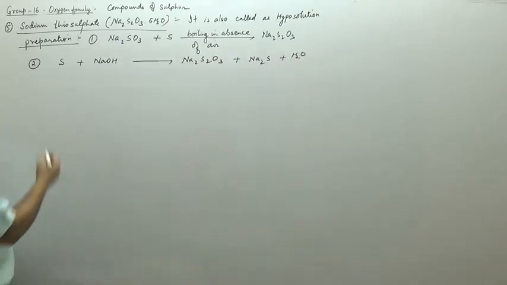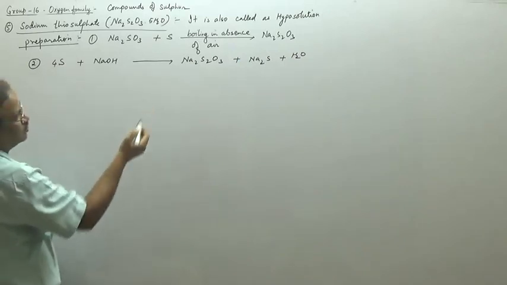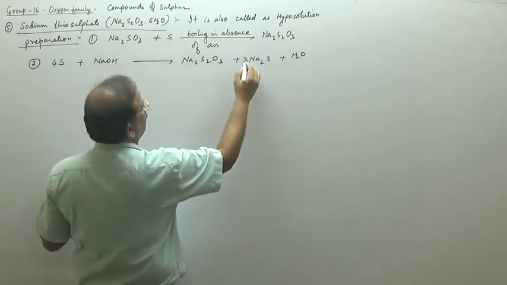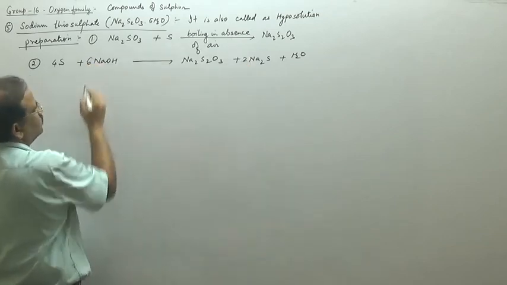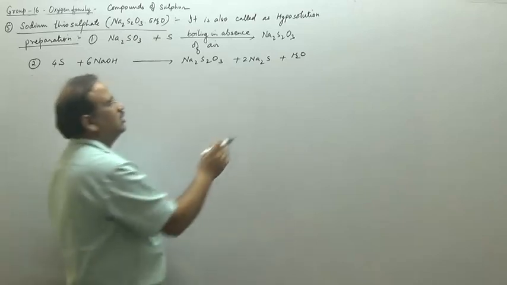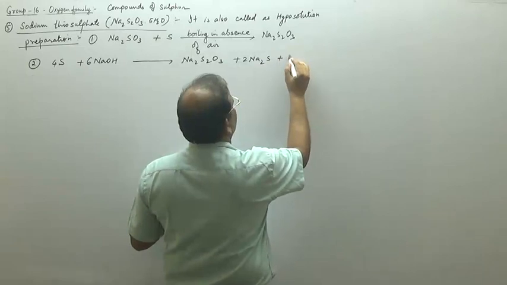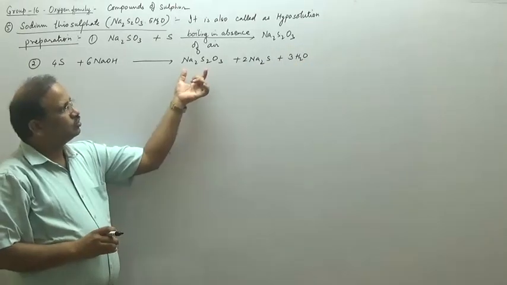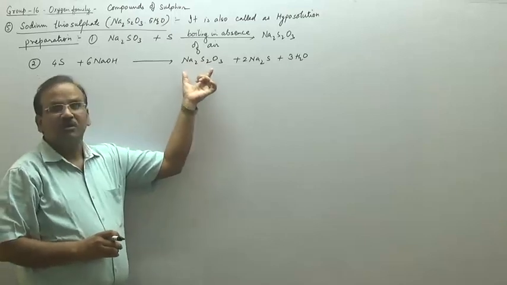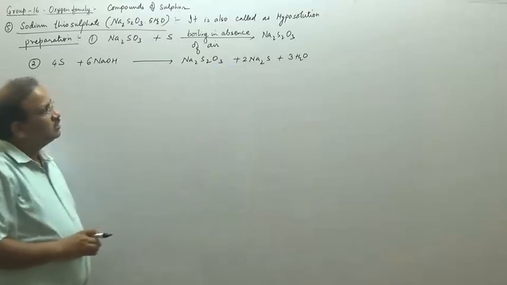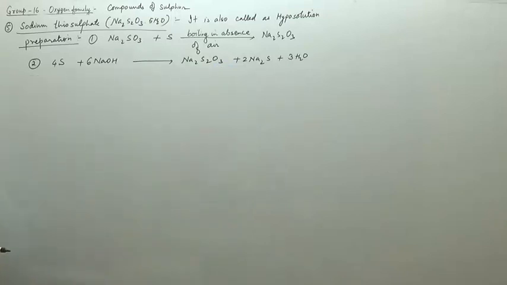Let us check how we are going to get the sulfur and the sodium sulfite. We write it like this: twice of this, so that we get 6, and thrice of H2O is formed in the reaction. It is a balanced reaction. So that is how we can also prepare sodium thiosulfate. These are the methods for the preparation of sodium thiosulfate.